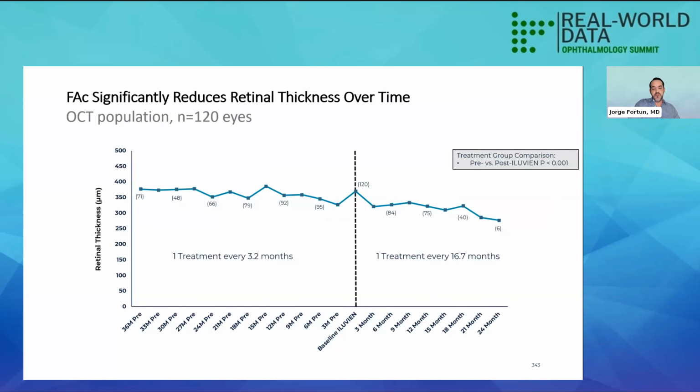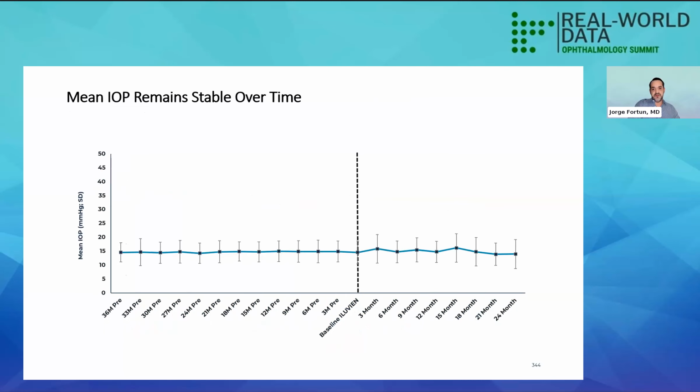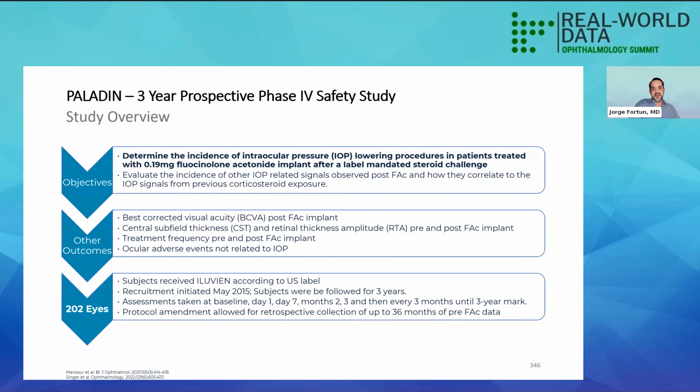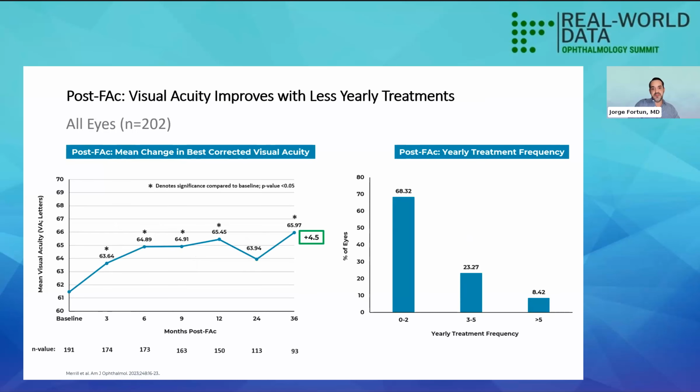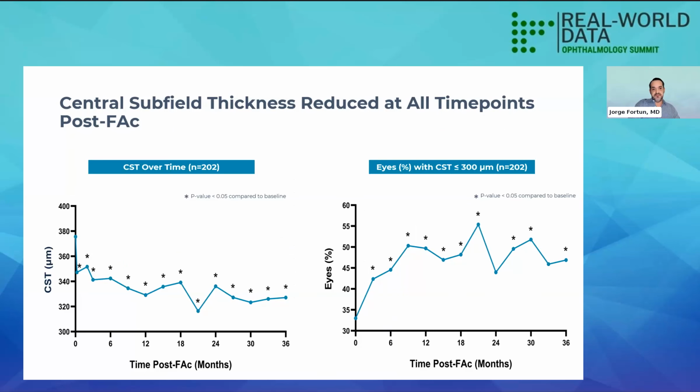And again, you can see here one treatment every 3.5 months leading into it, and then actually improvement in the central retinal thickness with one treatment approximately every 1.5 years following administration of the fluocinolone implant. IOP remained stable over time. More recently, the PALADIN 3-year prospective phase 4 study was published, and you can see here again a decrease in visual acuity with real-world treatment with anti-VEGF therapies, accounting for decreased or infrequent treatment, and post-injection with the fluocinolone implant, a gain of about 4.5 letters in all patients with decreased treatment frequency.